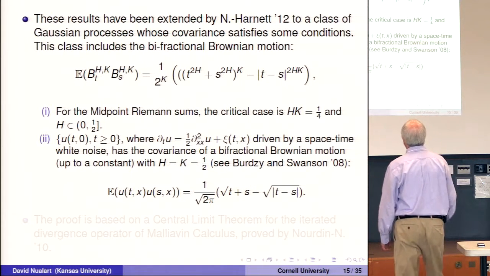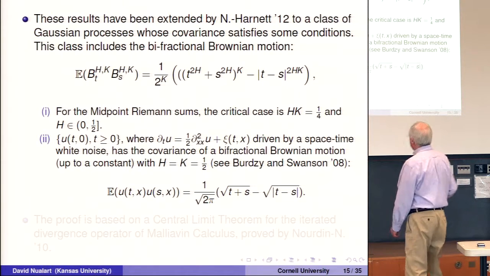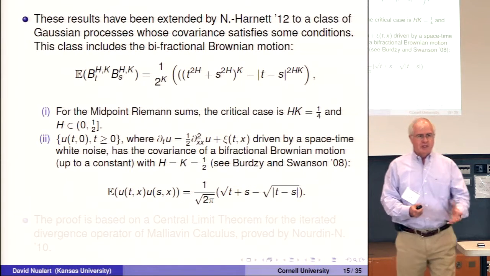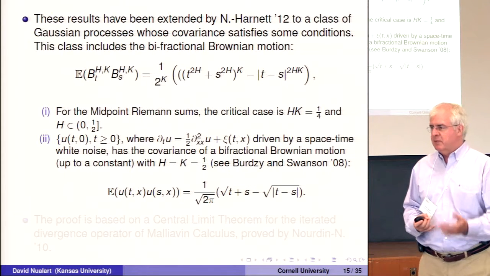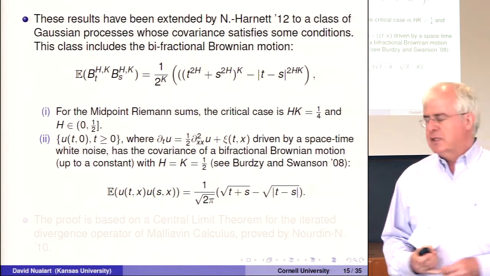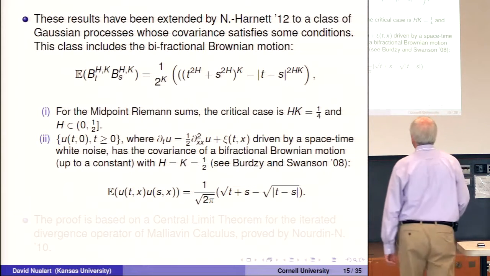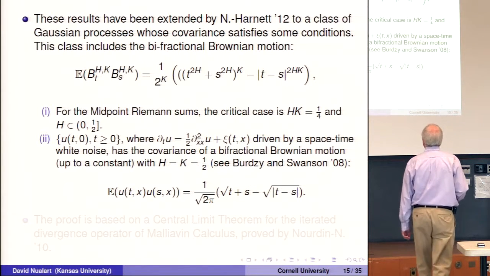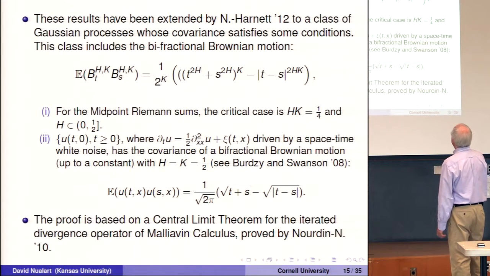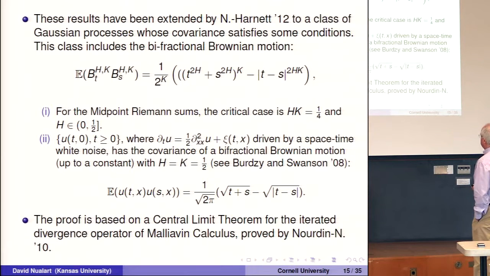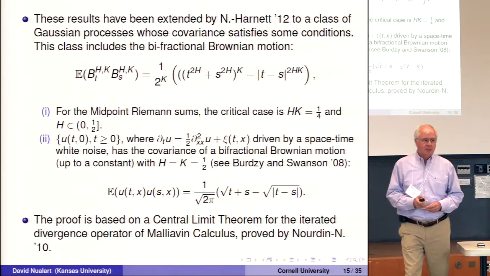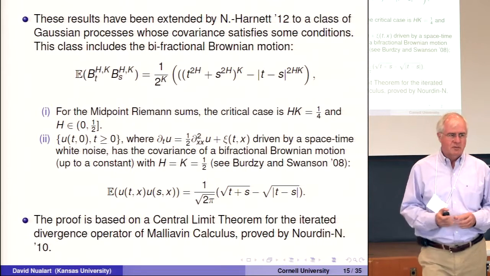And actually, this was the motivation for Chris Burdzy and Jason Swanson to study the approximation of integrals using Riemann sums and trapezoidal Riemann sums, because they were interested in integrals with respect to the process U, which is the solution of this SPDE. And the result that we proved with Daniel was based on a general central limit theorem for the multiple Skorohod integral, the iterated divergence operator, using Malliavin calculus. Actually, the limit theorems that I mentioned before were obtained using techniques of Malliavin calculus.